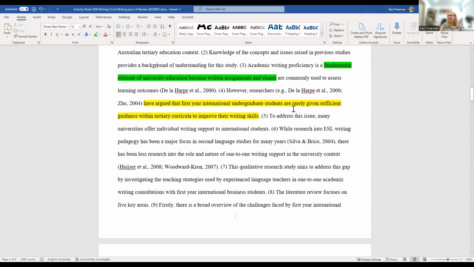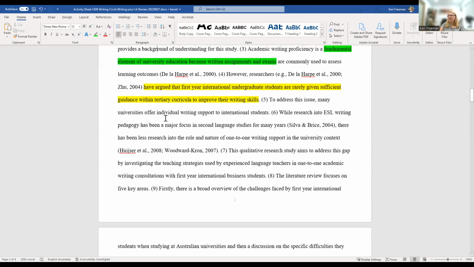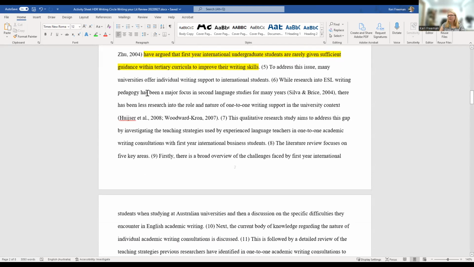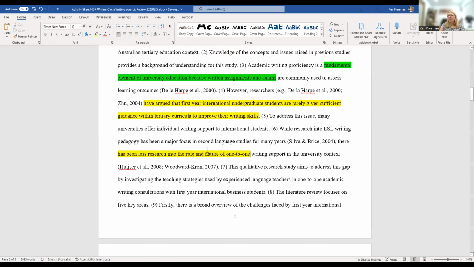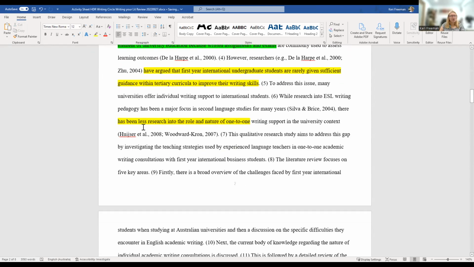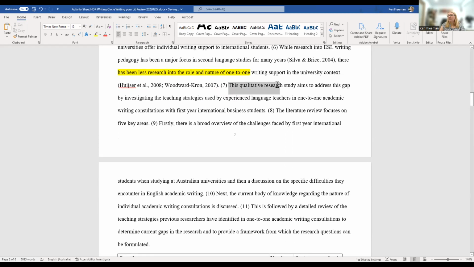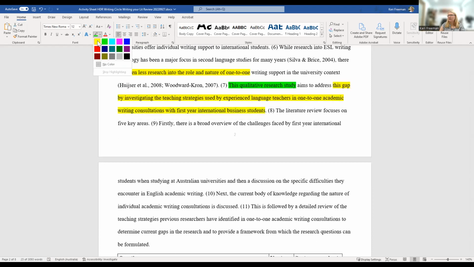So they're not given sufficient guidance, right? So this has been a solution. However, less research here. So there's two things. There's a problem and there's also a gap. So make sure you have a problem as well as a gap. There's a little bit there: this qualitative research study gives us a little insight that it's qualitative, and this gap. Yeah, so there's a research gap, research aim, sorry.